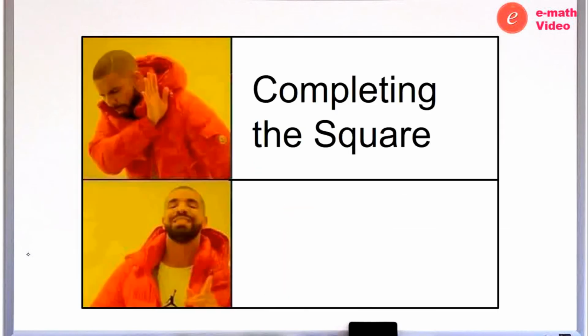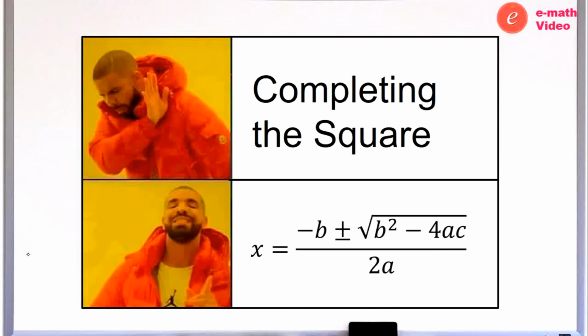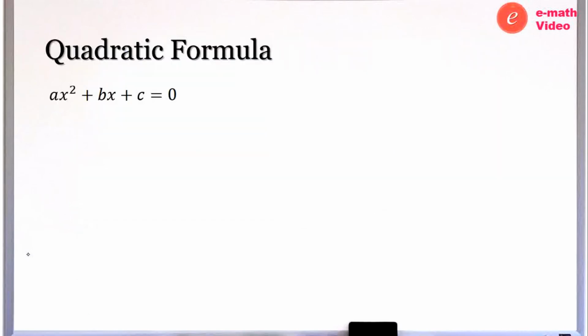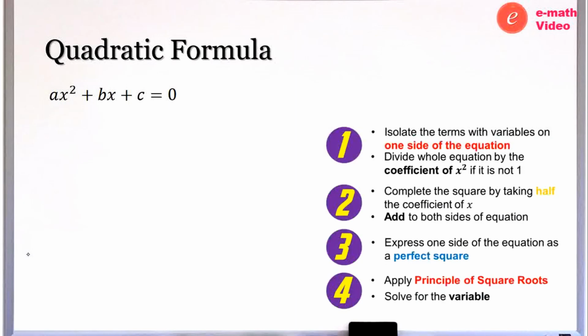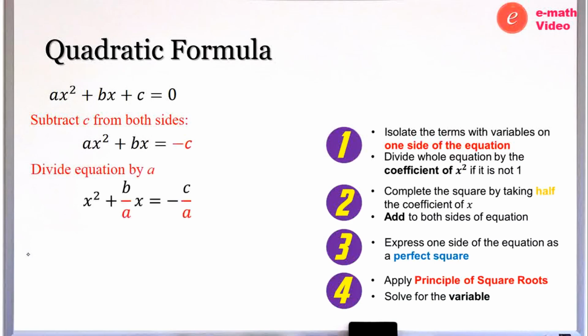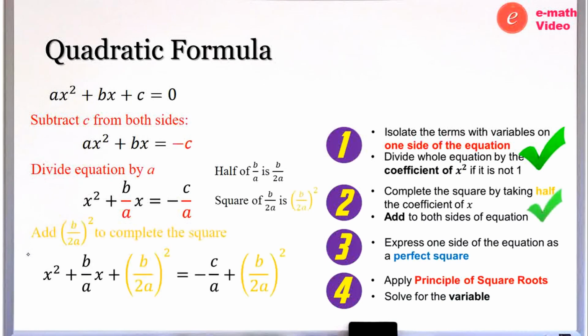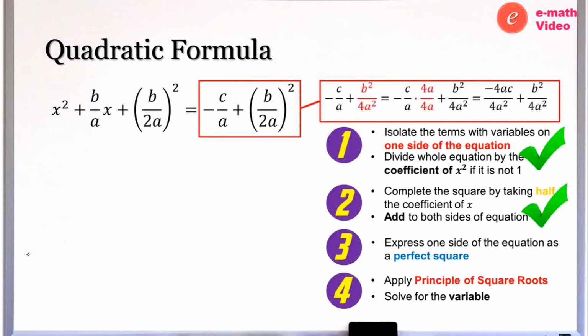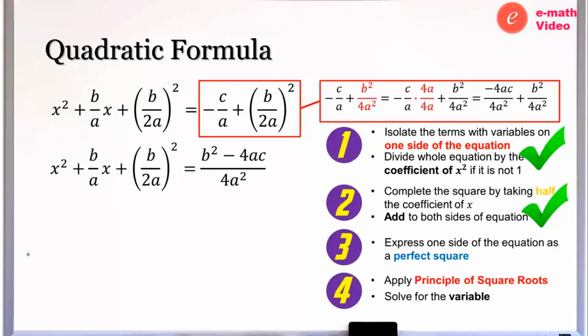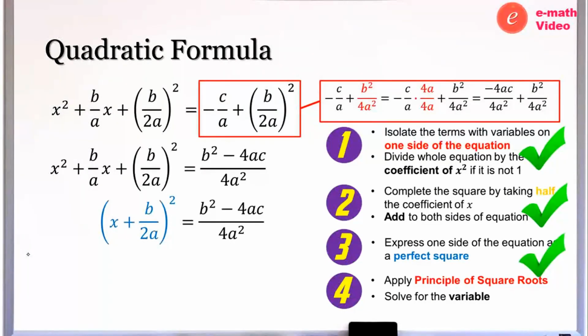Completing the square still can't solve an equation very quickly, so we need to derive a general formula by completing the square. This is the general form of a quadratic equation: ax squared plus bx plus c equals 0. Put our checklist on the right, subtract c from both sides, divide the equation by a. Step 1 done. Half of b over a is b over 2a, square it, and add to both sides of the equation. Step 2 done. Now the right hand side looks complicated, right? Simplify it. We will have b squared minus 4ac over 4a squared on the right hand side. Get the perfect square. Step 3 done.